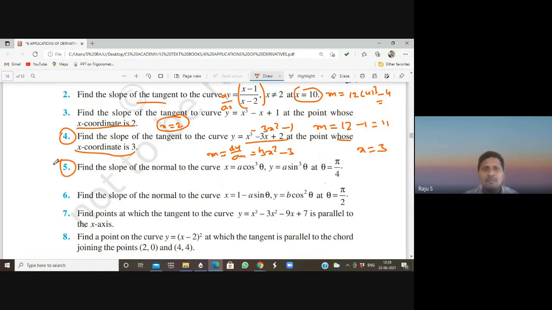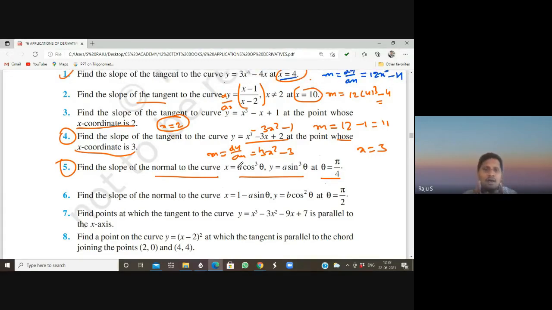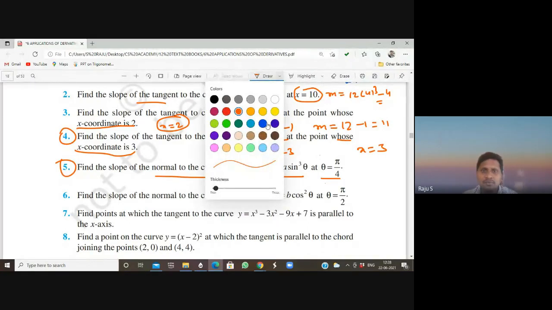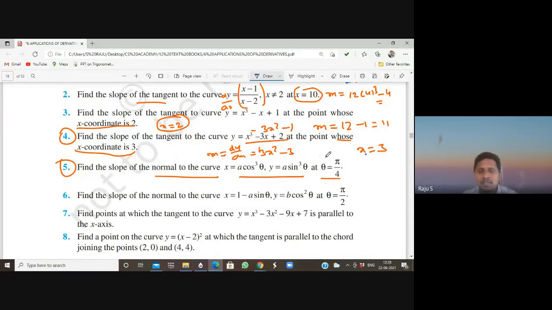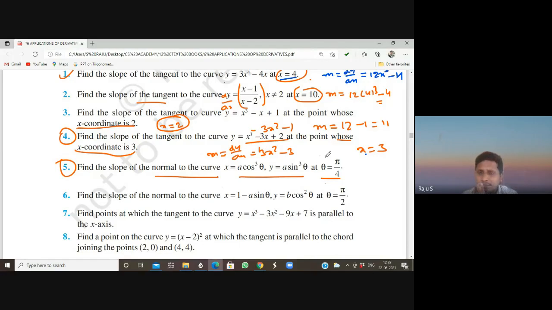Fifth question, find the slope of the normal to this at theta is equal to... See here, question number 5, what they given. So it is related to parametric. Already we have done it in chapter 5. Only the thing is, if you want to understand these applications of derivatives, you must have a complete idea about that fifth chapter.